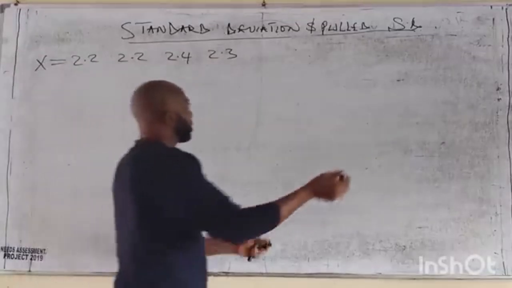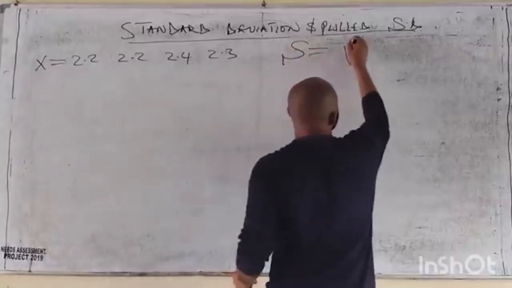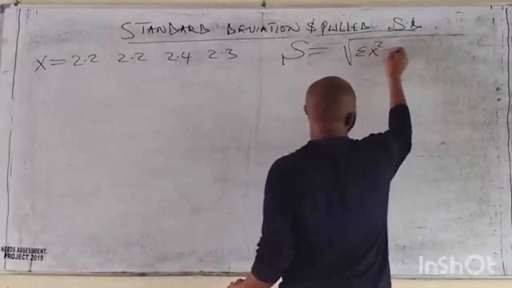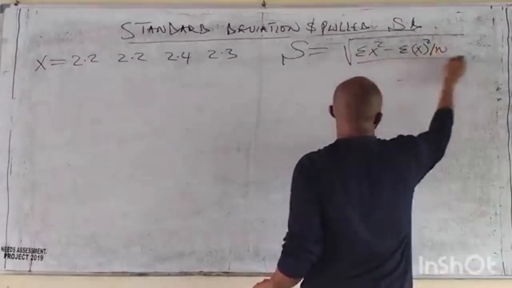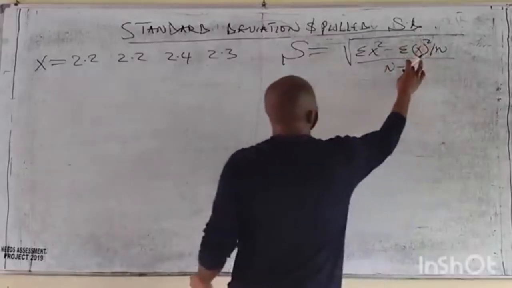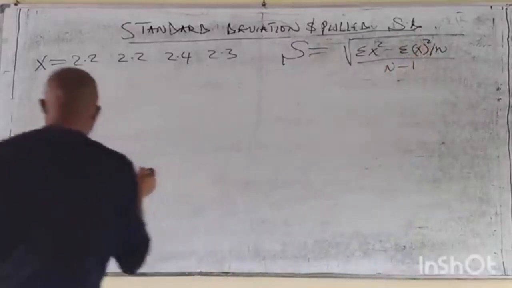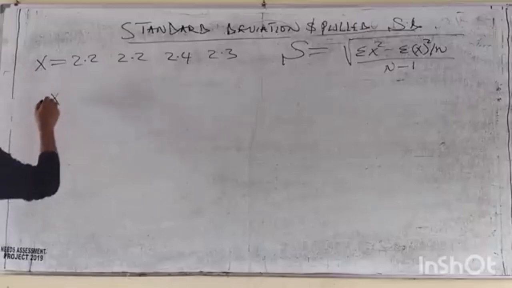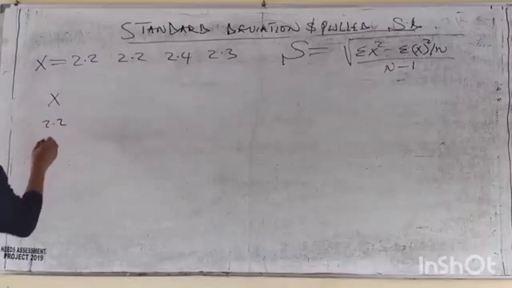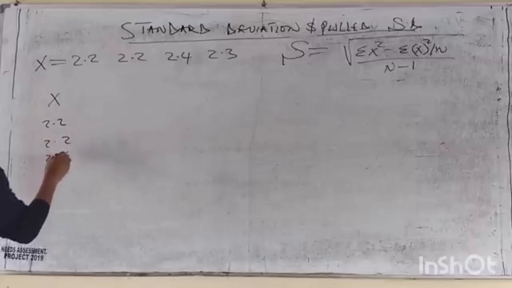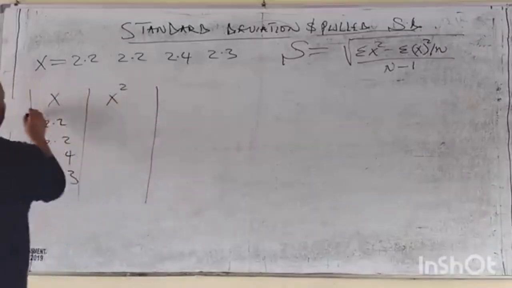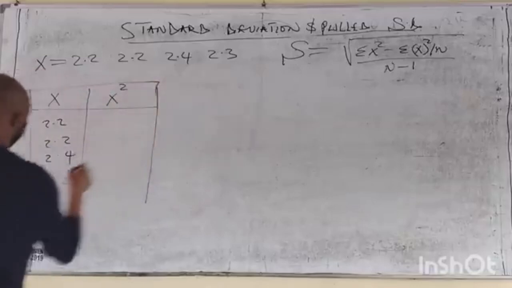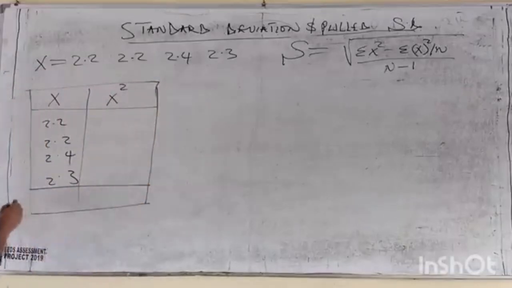So as we said earlier on, our standard deviation is equal to the root of the summation of x squared minus the summation of x, squared over n, all over n minus 1. So I have my x here again. The values are 2.2, 2.2, 2.4, and 2.3. I have my x squared here, which means I'm going to square it. Then get the summation.